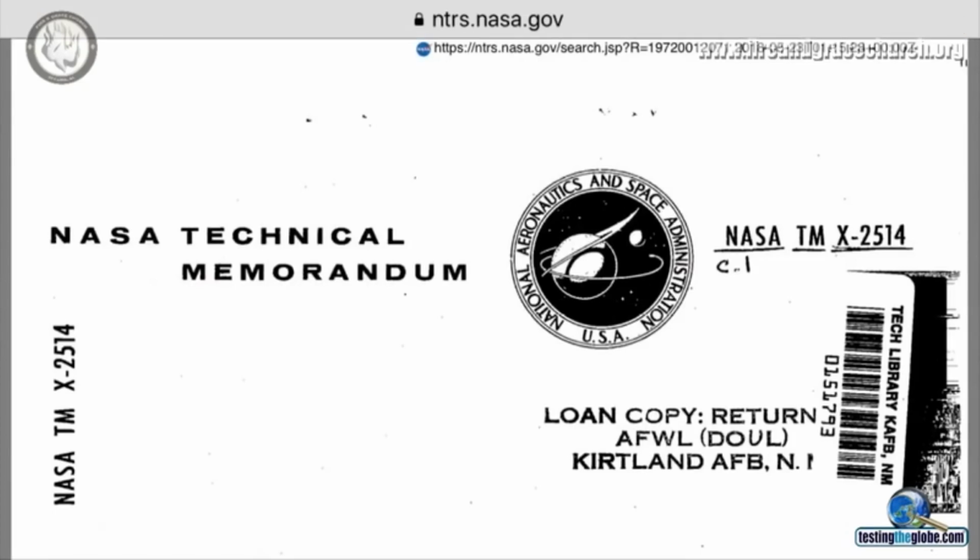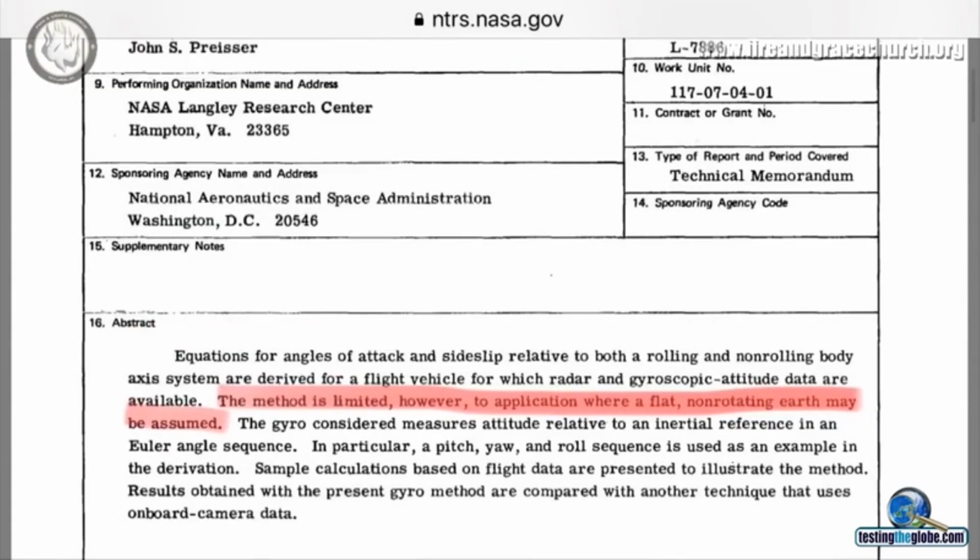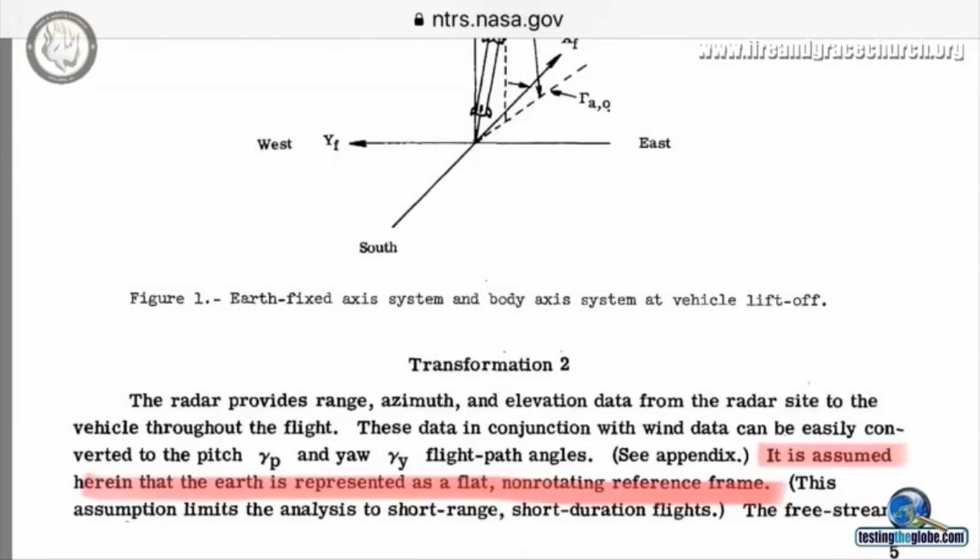Here, everybody see this? NASA technical memorandum. Where'd it come from? NASA.gov, right? Let's keep going here. This is a summary of it. Here's what they say. The method is limited, however, to application where a flat, non-rotating Earth may be assumed. To say that the method is limited to a flat, non-rotating Earth means it does not work for a spherical Earth.